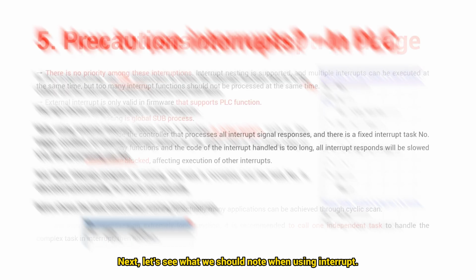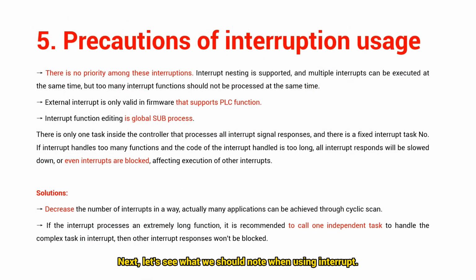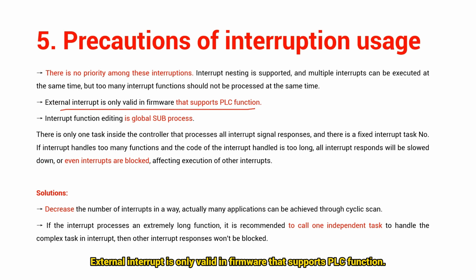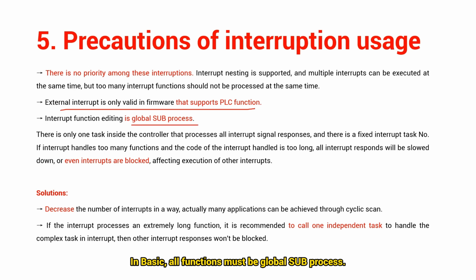Next, let's see what we should note when using interrupt. External interrupt is only valid in firmware that supports PLC function. In BASIC, all functions must be global subprocesses, and there is no priority among these interruptions.